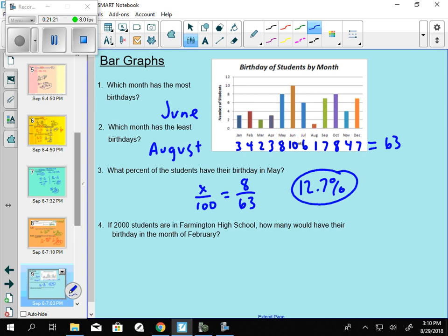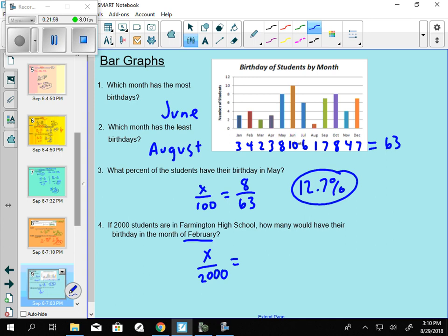All right, the last part on this, using the same bar graph, if 2,000 students are in Farmington High School, how many would have their birthday in the month of February if the same kind of thing held up, or these same kind of percentages or same kind of proportional birthdays held up? Okay, so in this case, we don't know how many of the 2,000. So we want to know how many out of the 2,000 students would result in the same sort of proportion or same amount as the birthday months in February.